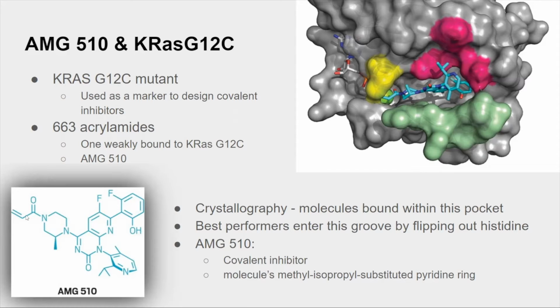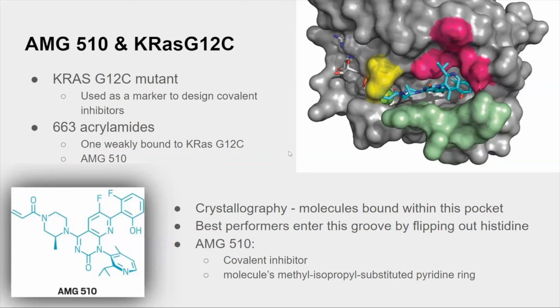Well, AMG 510, shown here in the bottom left, is the first covalent inhibitor of KRAS G12C to make it into human clinical trials. And going back to the structure of the mutant KRAS protein, a mutation occurs at the 12th position where a glycine mutates to a cysteine, and this mutation is of particular interest because now the cysteine's sulfur is capable of making a covalent bond.